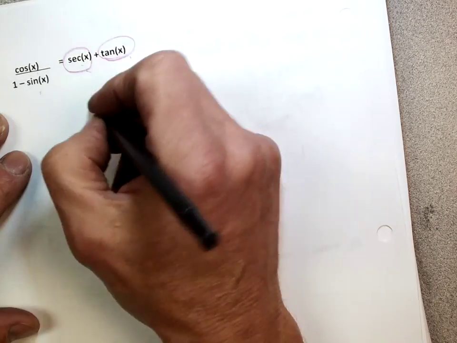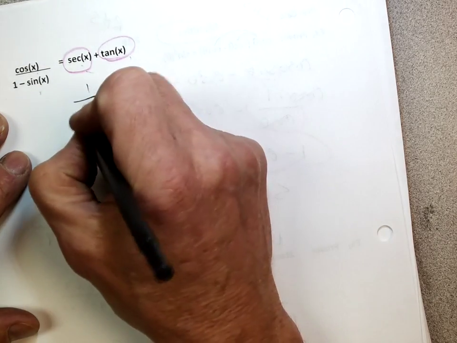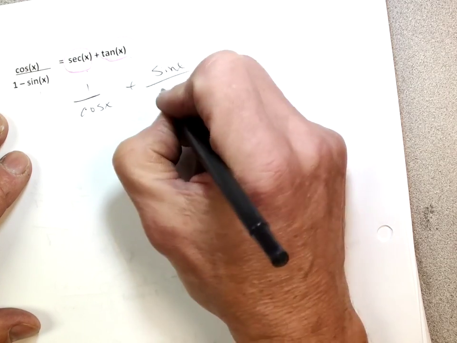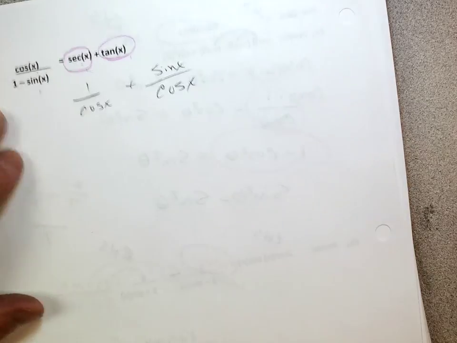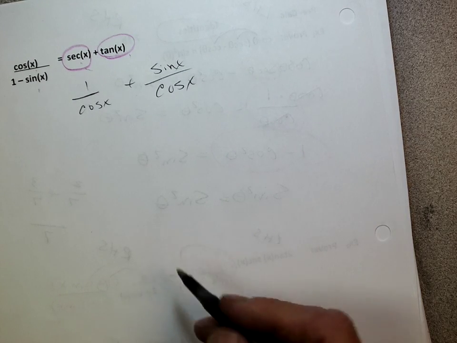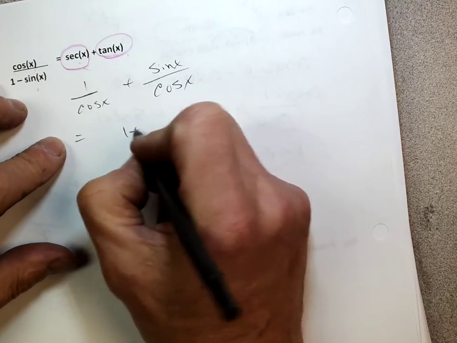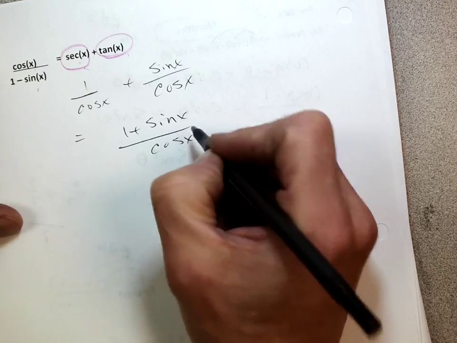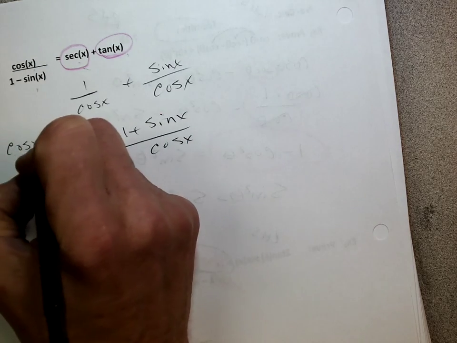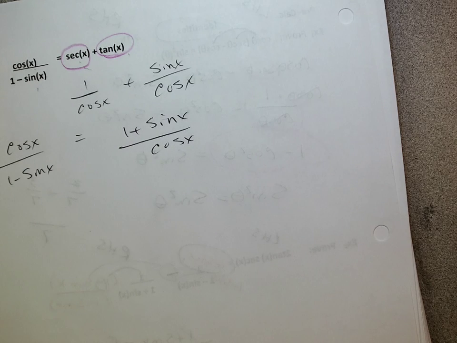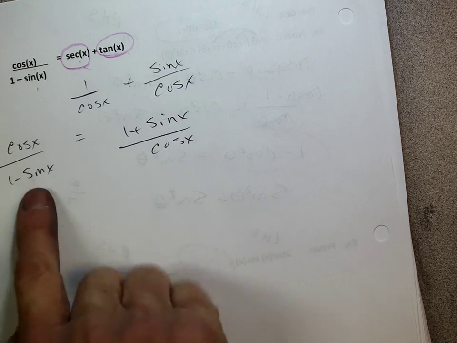Okay, so then I'm going to have a 1 over a cosine of x plus a sine of x over a cosine of x. Oh, I like that. I've got a common denominator already, don't I? So then I get 1 plus sine of x over cosine of x equals cosine of x over 1 minus sine of x. Okay. Now they're not the same yet. So somehow I've got to make this side equal this side.